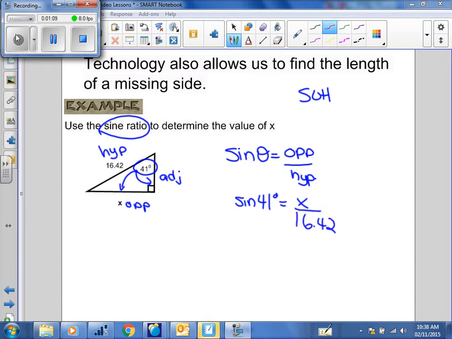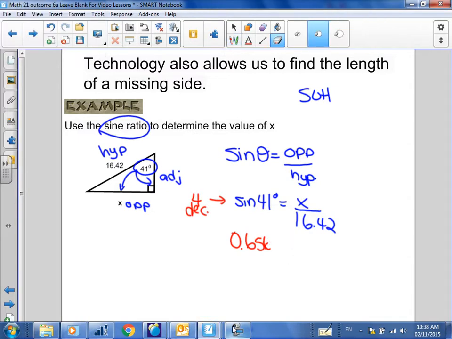This is my next step. I punch in sine 41 on my calculator, just like the last lesson. And I always do this to 4 decimal places. Okay? Now that equals, actually, if I round it, it should be 0.6561, equals x over 16.42.